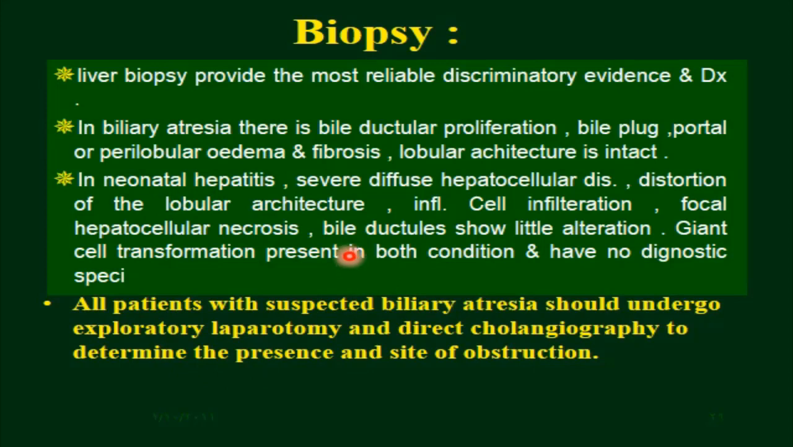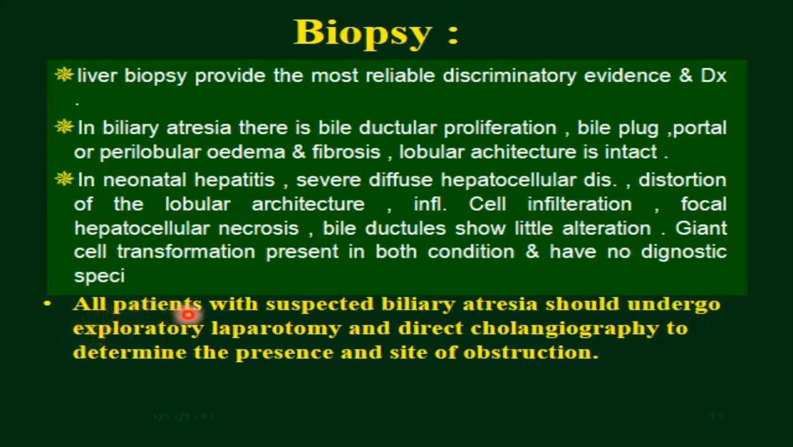Now, in biopsy, liver biopsy may provide the most reliable discriminatory evidence and diagnosis. In biliary atresia, there is bile duct proliferation, bile plaque, portal or perilobular edema and fibrosis, and lobular architecture is intact, while in cases of intrahepatic disease or in neonatal hepatitis, there is severe diffuse hepatocellular disease, distortion of lobular architecture, inflammatory cell infiltration, and focal hepatocellular necrosis. Bile ductules show little alteration with giant cell transformation. This knowledge helps to know the difference between both the intrahepatic disease and biliary atresia.